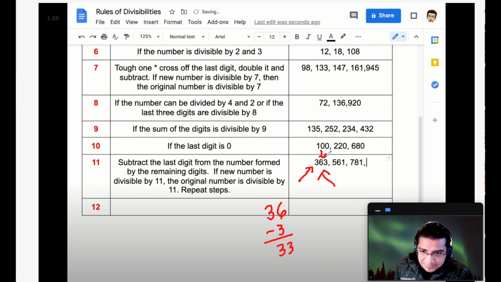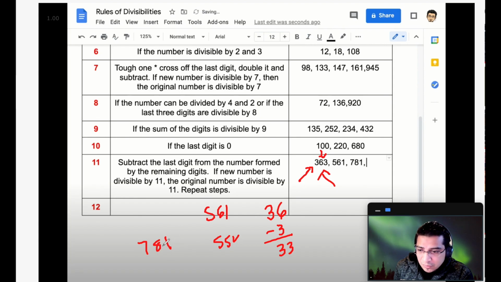So I know that that's divisible by 11. So that's pretty cool. I'm going to do that right here. 561. Okay. 1 subtracted from 56, that's 55. Oh, I know 55 is divisible by 11. That's 11 times 5. Look at this one right here. That's pretty easy to see as well.